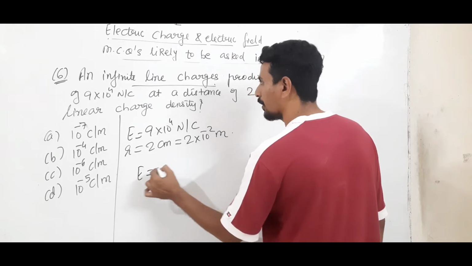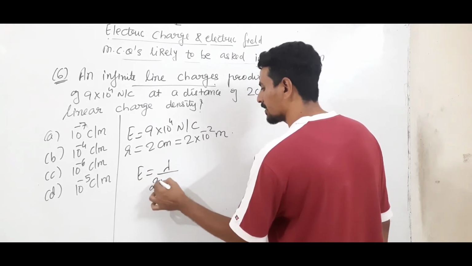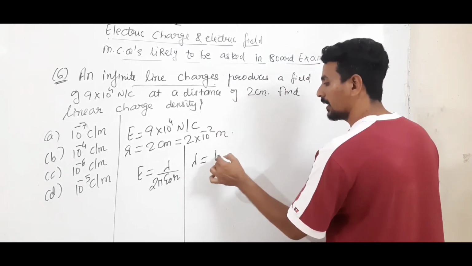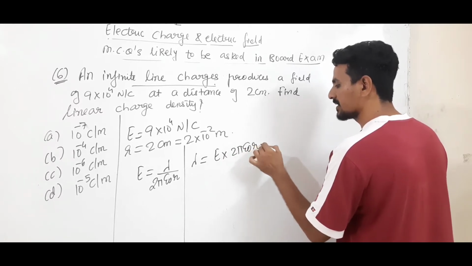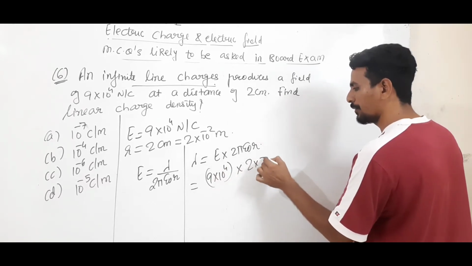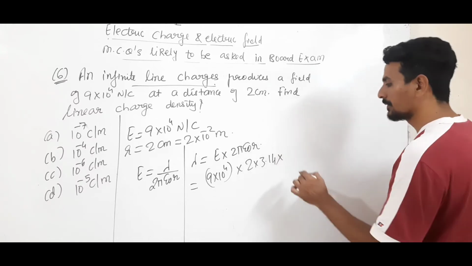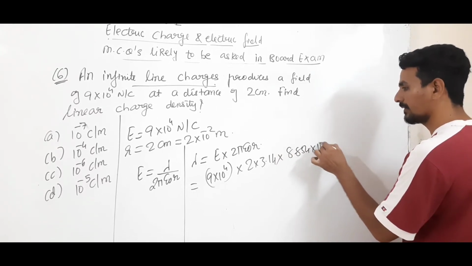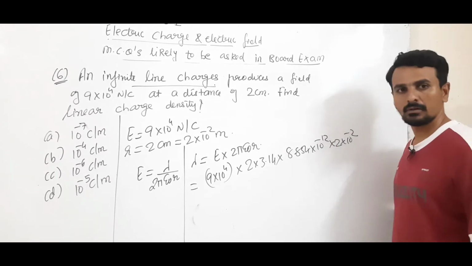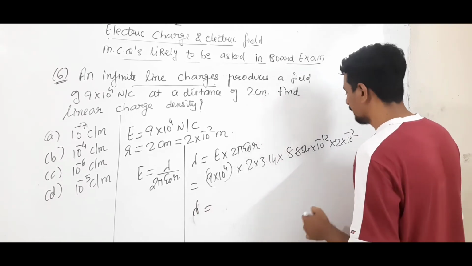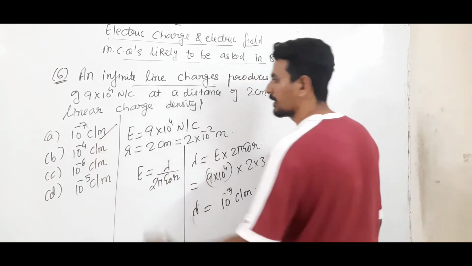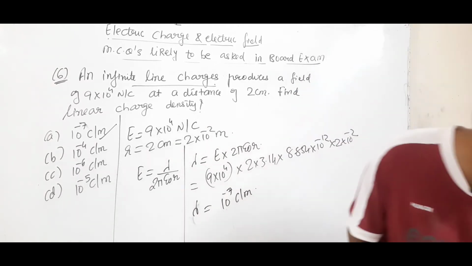So for an infinitely long charged wire, electric field is lambda by 2 pi epsilon naught r. Right? So lambda will be E into 2 pi epsilon naught r. Just substitute the value. Electric field is 9 into 10 raised to 4, 2 into 3.14, epsilon naught, which is 8.854 into 10 raised to minus 12, into 2 into 10 raised to minus 2. Solve this and you will get the answer, lambda equals 10 raised to minus 7 coulomb per meter. Okay? Clear? Fine, we will solve the other question.